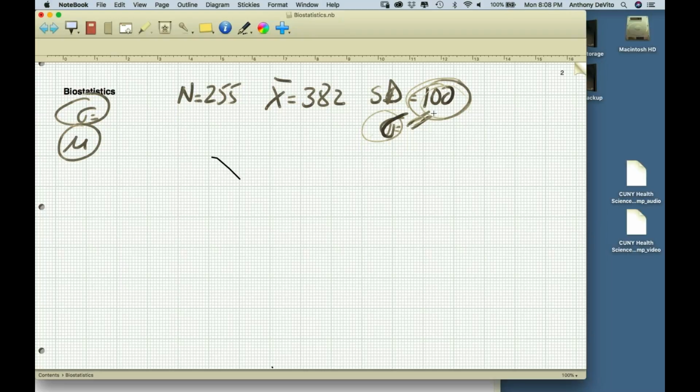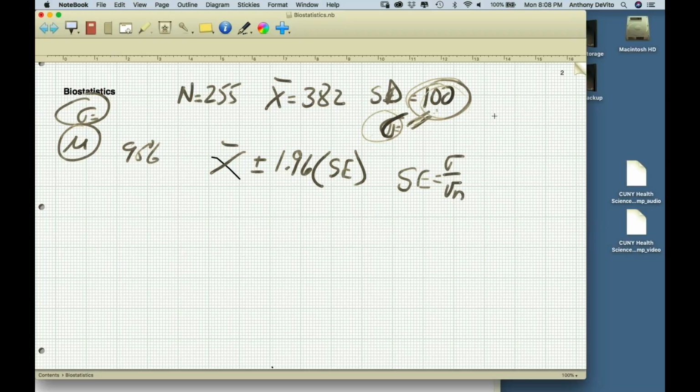So we're going to use the sample standard deviation as Sigma. Now, to calculate my confidence interval, I'm going to use X bar plus or minus, for a 95% confidence interval, 1.96 times our standard error. What's our standard error going to be? Our standard error is equal to Sigma over the square root of N, the sample size.